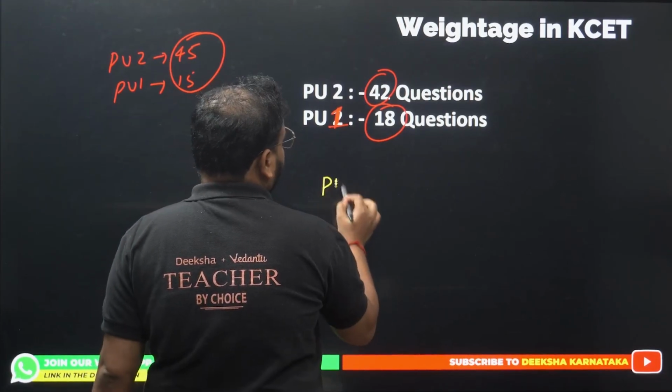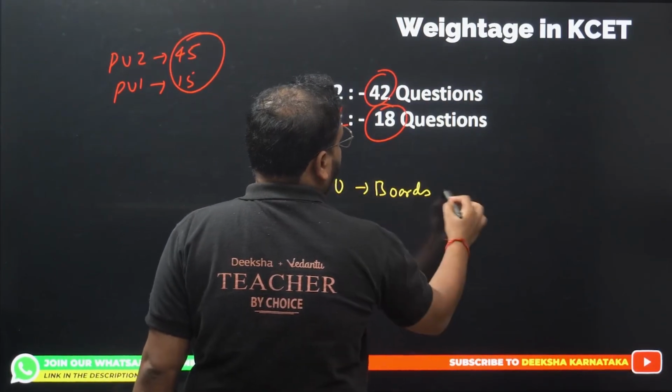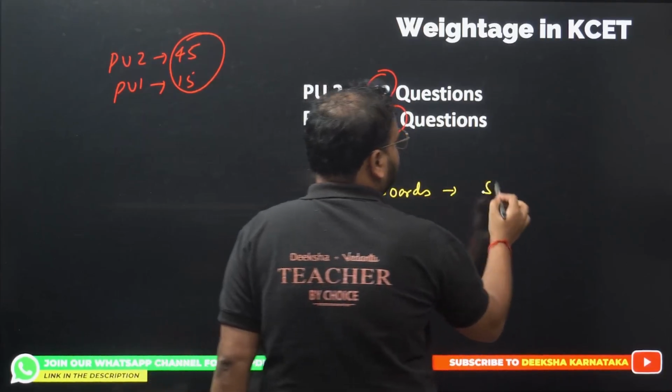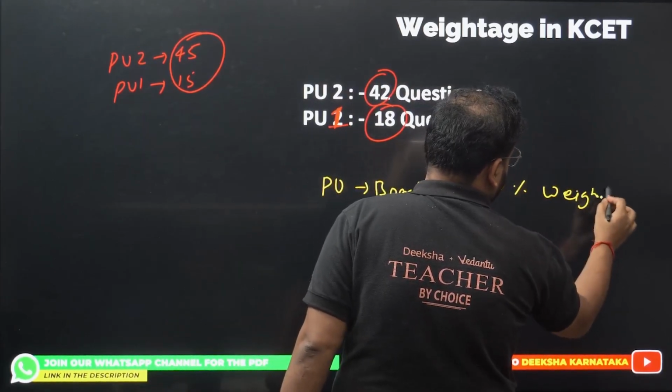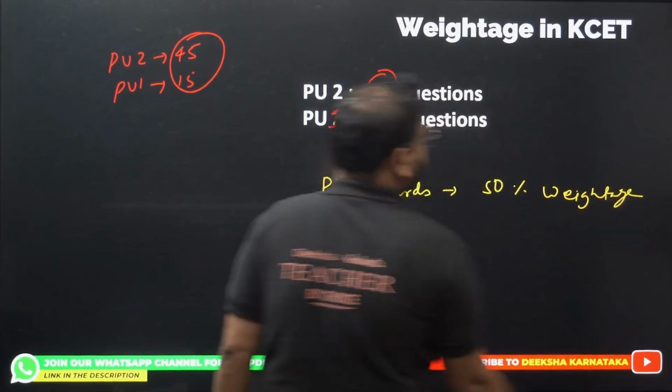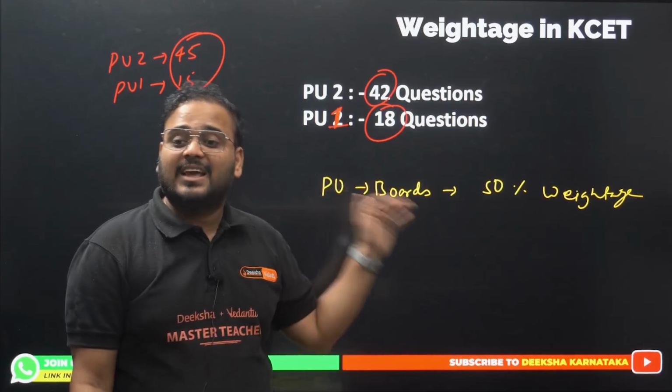PU board marks is very important, right? PU board marks is basically 50% weightage, right? So 50% weightage is from PU boards, so you have to be very efficient and careful with the board's marks as well.